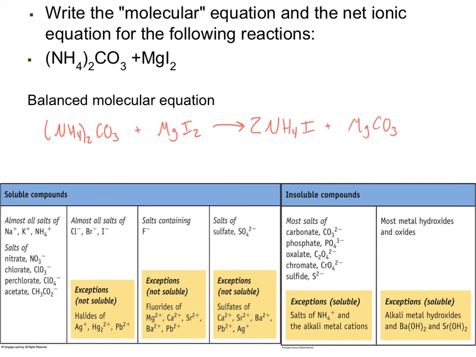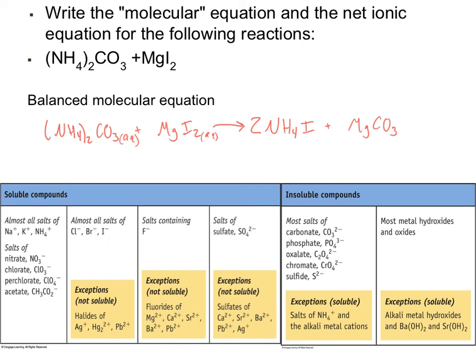Using our solubility chart, we see that almost all salts of ammonium are soluble. Carbonate is not an exception to that. Therefore, ammonium carbonate is aqueous. Likewise, almost all salts of iodide are soluble. Magnesium is not an exception to that. So magnesium iodide is aqueous.